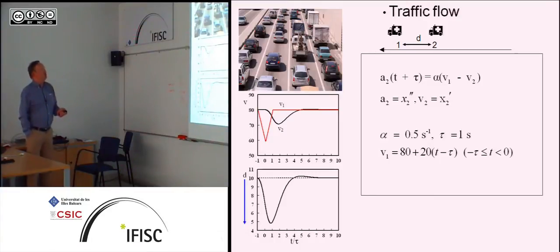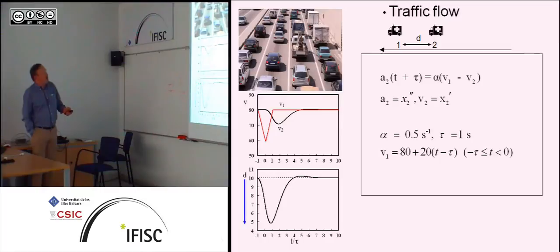Let's be a little bit more physical. Let's integrate the equation numerically. This is a linear equation. You integrate numerically, taking into account that you have a delay tau. Here is an example. I decided that driver number one decreased its velocity from 80 km an hour to 60 for 1 second, and then comes back to restore speed after another second. So this is a given path for V1.